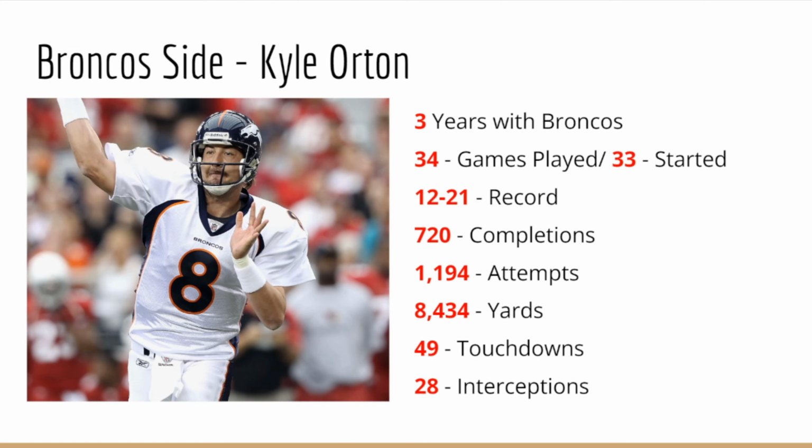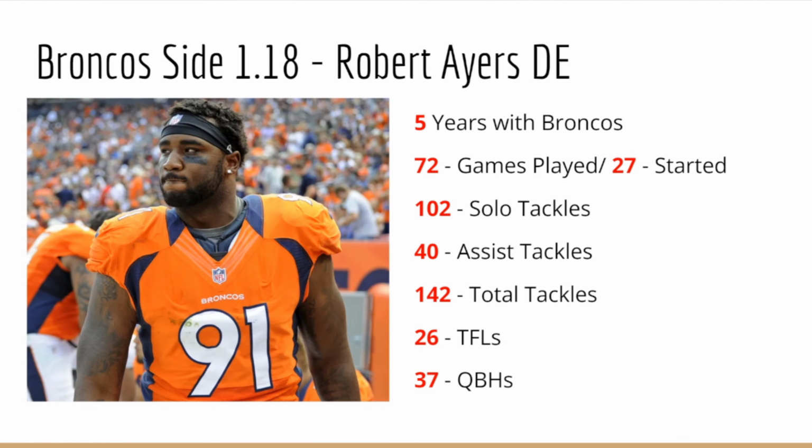So that's Kyle Orton. Now, what did we use with the 2009 first-round pick? Well, we would use it to select defensive end Robert Ayers. Now, Ayers would play 5 seasons with the Broncos, appearing in 72 games and starting 27 of those games.